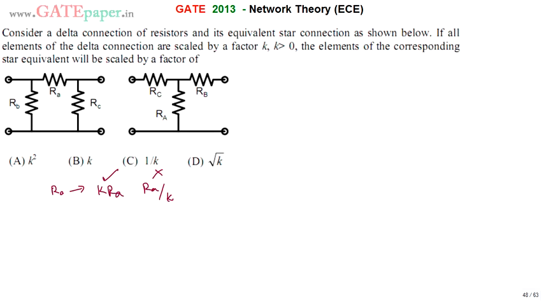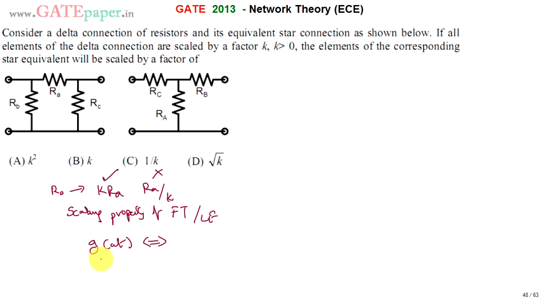Whenever it is given as scaled down by a factor, that is nothing but reducing the value, then you can take it as RA by k. If it is simply scaling, then it is multiplying with k. You can verify this from the scaling property of the Fourier transform or Laplace transform: g of at is scaling in the time domain by a, which is simply multiplying the time variable with a. That is the scaling property.